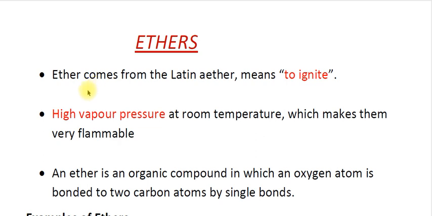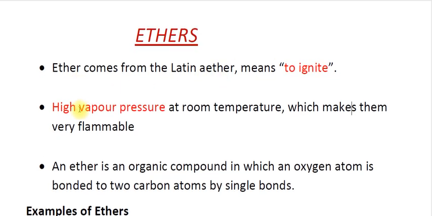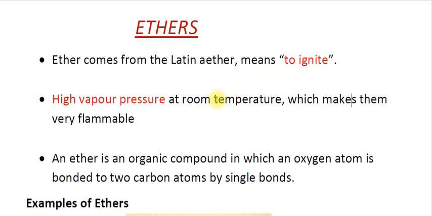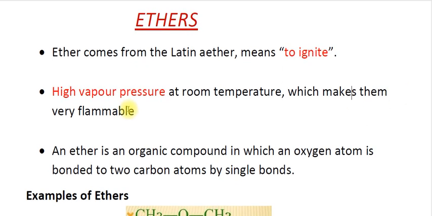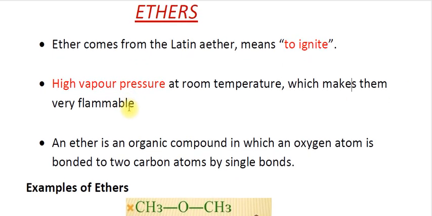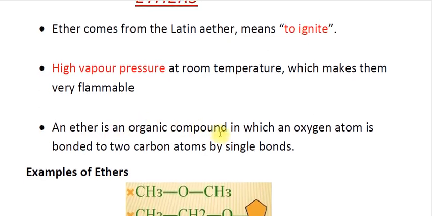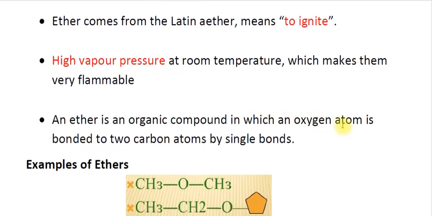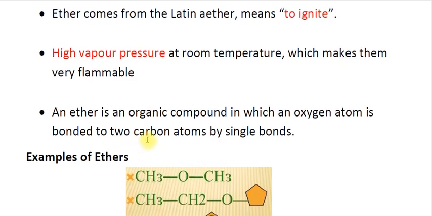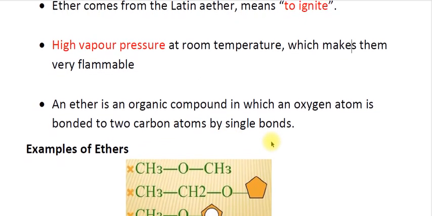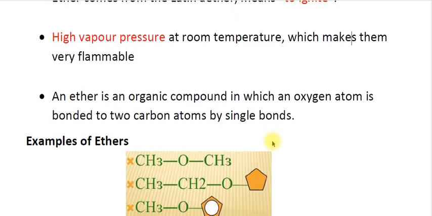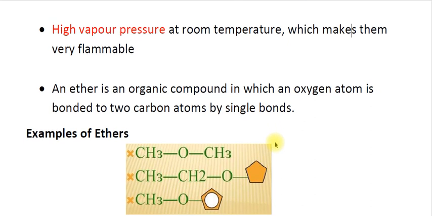Basically, ether comes from the Latin word ether, meaning to ignite, and it has a high vapor pressure at room temperature, which makes them very flammable. That means ether is highly volatile. The next point is that an ether is an organic compound in which an oxygen atom is bonded to two carbon atoms by a single bond. Here in ether, one oxygen is bonded to two other carbons.